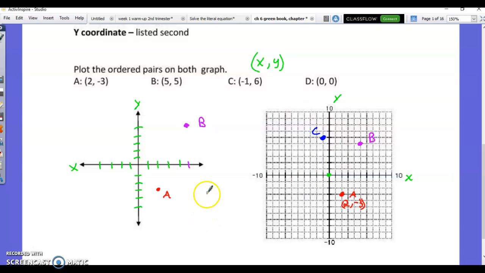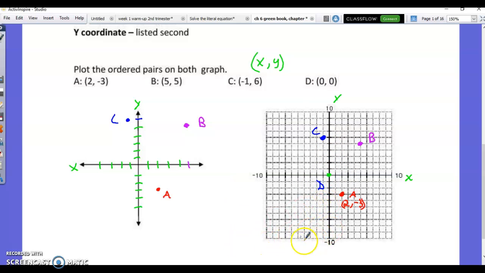So again, it's kind of like Battleship if you've ever played Battleship, except they have letters and numbers. So here we're just using 2 different sets of numbers. So again, if we're doing it over here in space, I go -1 here, up 6. 1, 2, 3, 4, 5, 6. So I had that extra dot there in C. 0, 0. We know that that's the origin. So this would be D.